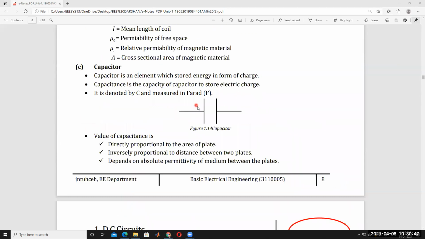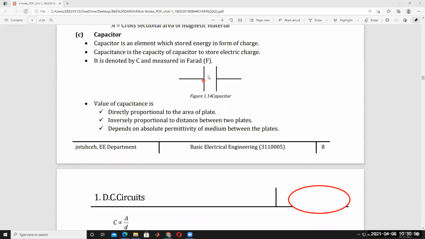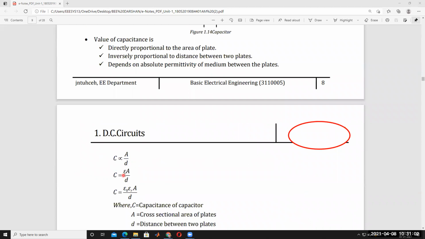In between two plates, a dielectric material is used. That dielectric material's permittivity is epsilon. So C is equal to epsilon A divided by D, where epsilon is epsilon naught into epsilon r.